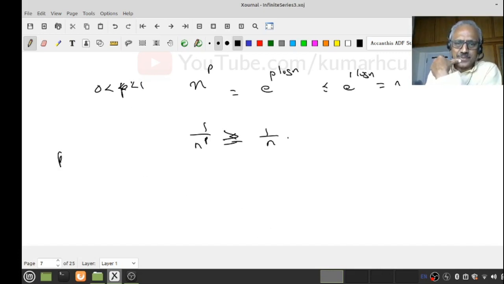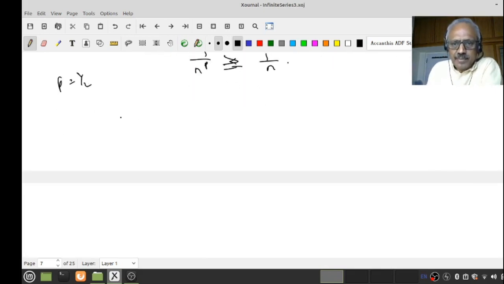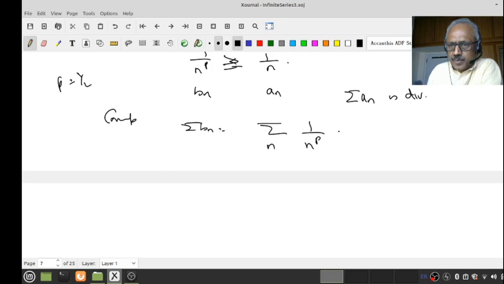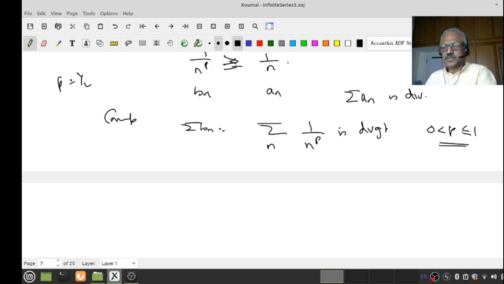Right? In particular p equal to half. We already saw that. So again by comparison test, this is my bn, this is my an. I know summation an is divergent. Therefore summation bn, namely summation 1 upon n to the power p, is divergent for 0 less than p less than 1. In fact equal to 1 also. Up to that we know. So pause, review, proceed.